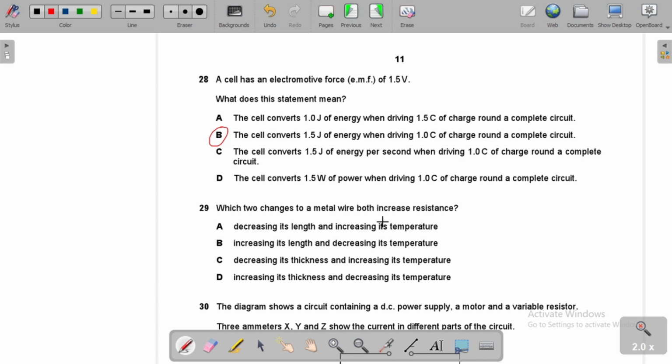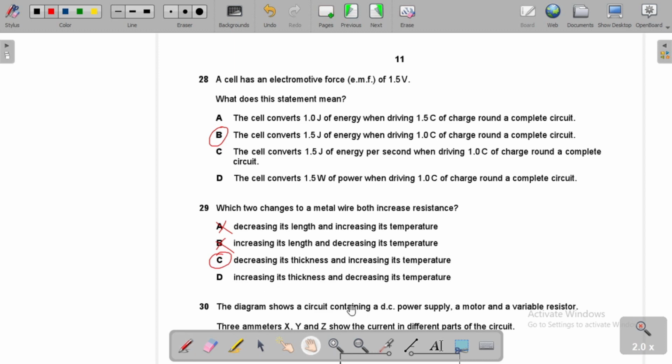Let's see whether we can have an answer here. Decrease in length. No. It is when the length increases that the resistance increases. Increase in length, yes. Decrease in temperature, no. Decreasing the thickness: when the thickness increases, resistance reduces. So when you decrease the thickness, resistance increases, yes, and increasing the temperature. That's correct. But let's look at the last one. Increasing the thickness, no, that reduces resistance.